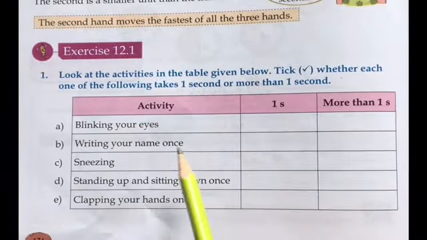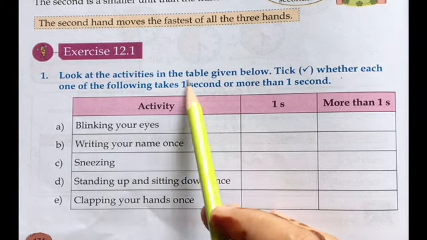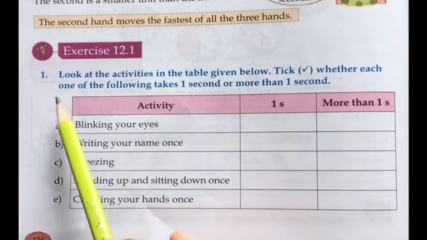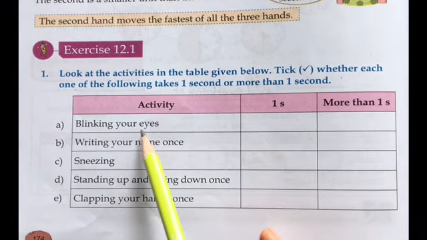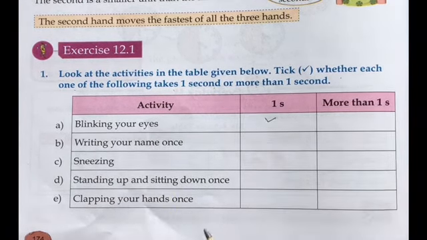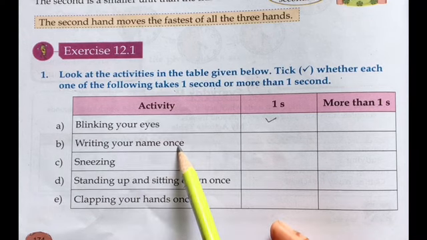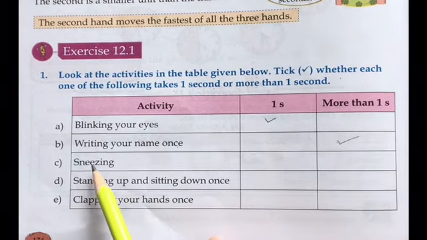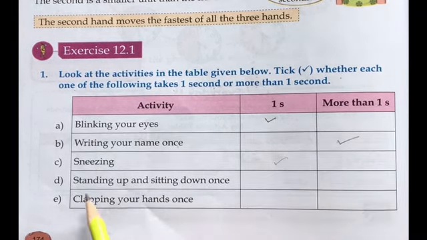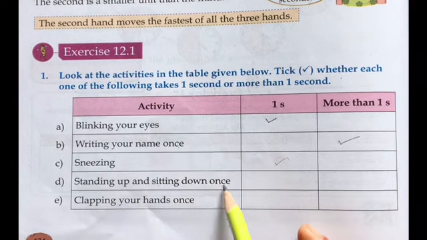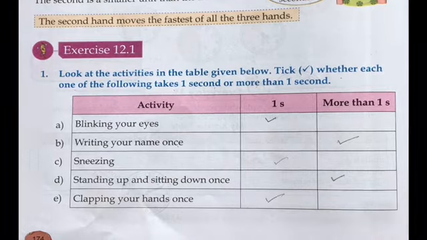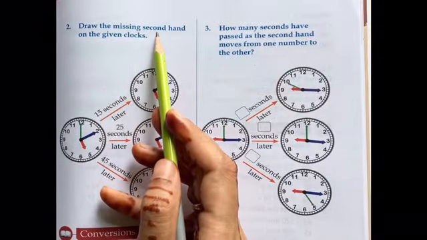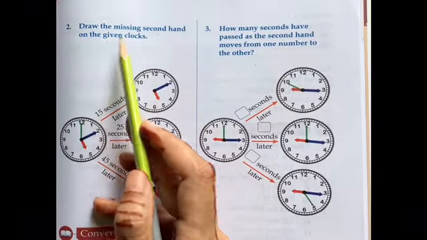Now let us check out an exercise. Look at the activities in the table and tell whether each takes 1 second or more than 1 second. Blinking of your eyes, it is 1 second. Writing your name once, more than 1 second. Sneezing, 1 second. Standing up and sitting down once, more than 1 second. Clapping your hand, 1 second.